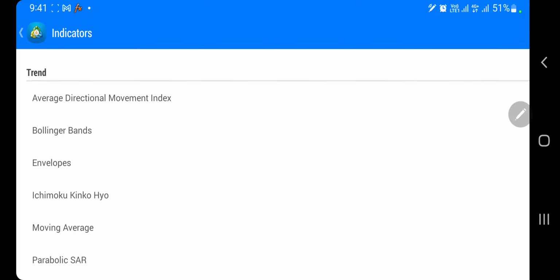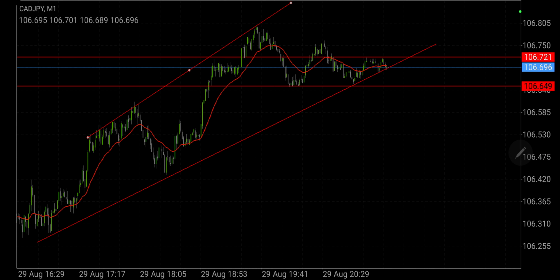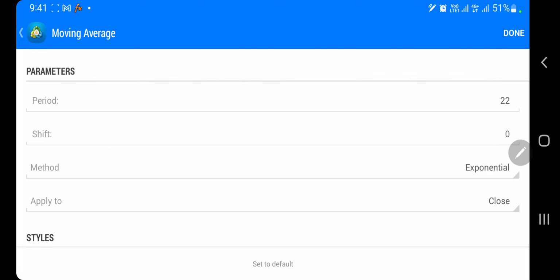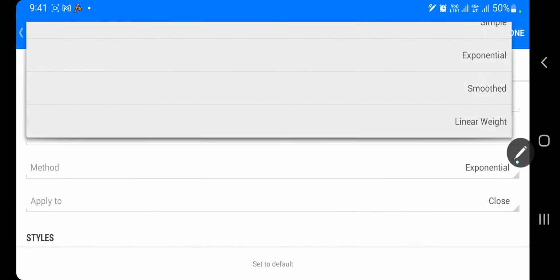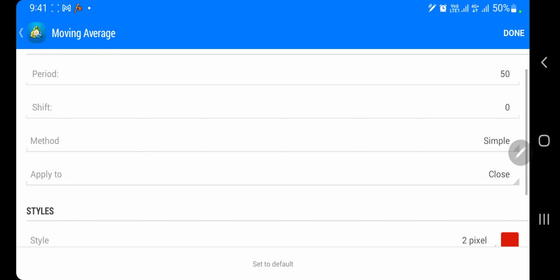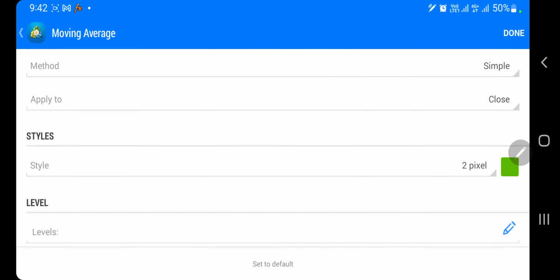Okay, once again I'm going to go to the moving average and bring the indicators, where you can see the red one, and then again go to the indicator moving average. This time you have to change it to 50. So 50, shift 0, the simple one, apply on close, and the color should be green. So I just put the green here.